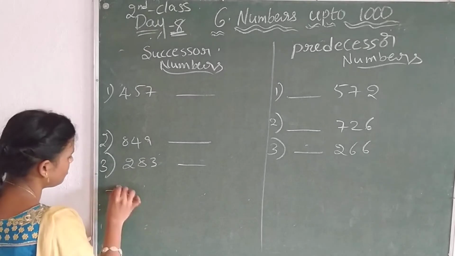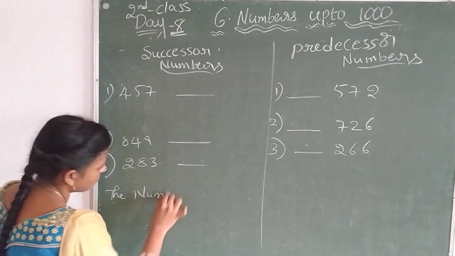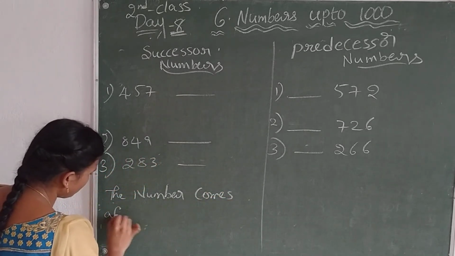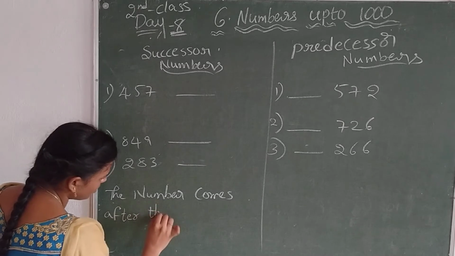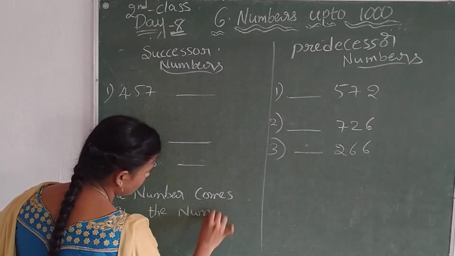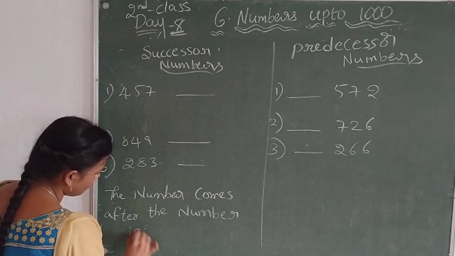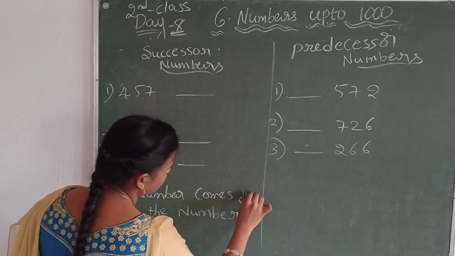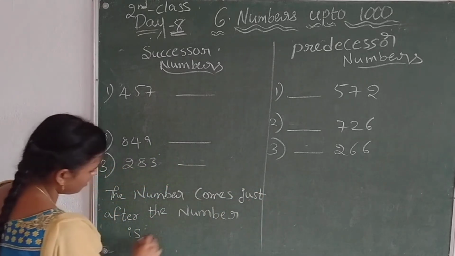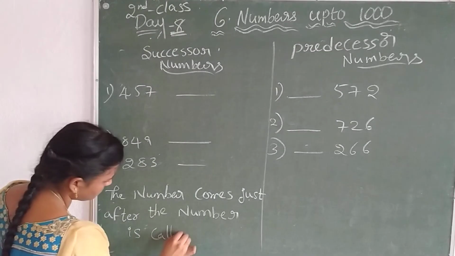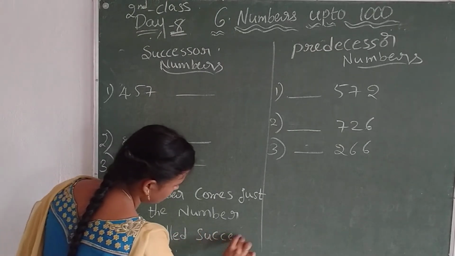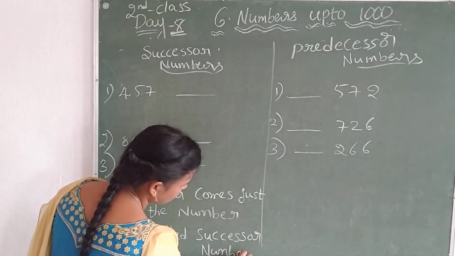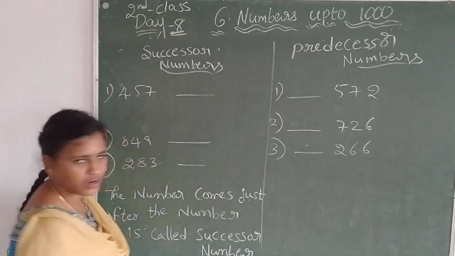The number that comes just after the number is called successor number. Successor number. That means nothing but an after number.